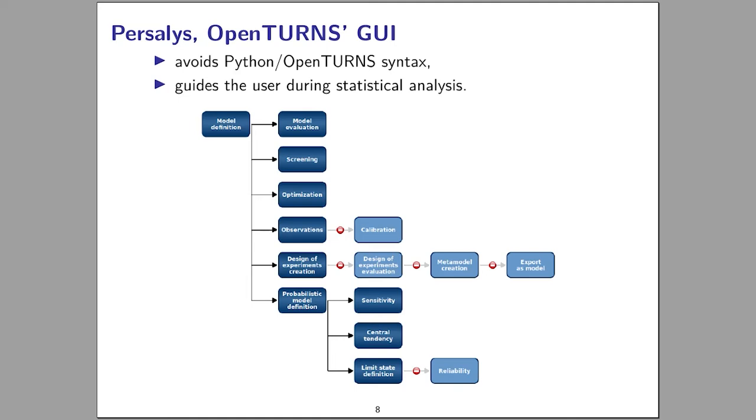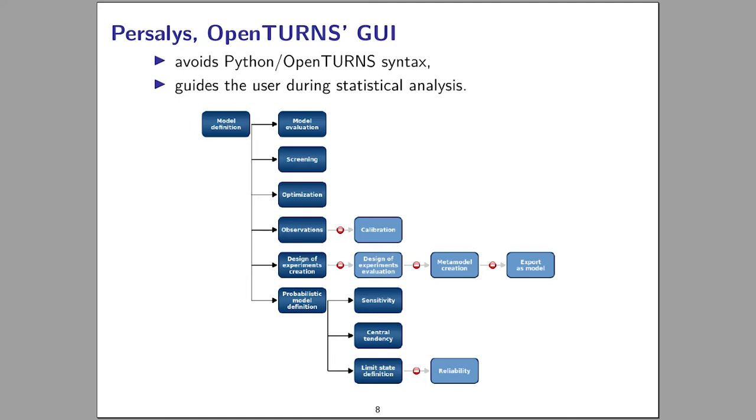The second advantage is that it guides the user during statistical analysis. So even though you are not a specialist, even though we are not specialists, we can use it and we can have results. Here you can see the homepage of Persalys, which is going to be the guide for statistical analysis. It works a bit like a video game. You have to cross levels from left to right, and you cannot reach the higher level if you have not crossed the levels in between.